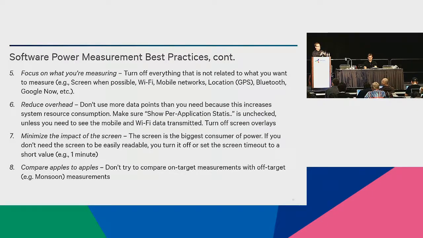When I go to the Trepn settings screen, there's a long list of data points. It's tempting to just check everything because you want to collect data on everything. But I've found that it's a good idea not to. There will be a dialog that tells you not to select more than 6. It really depends what you're testing, but you want to be aware that you don't want to collect more data than you need because it will have an impact on the CPU cycles. Make sure Show Per Application Status is unchecked unless you need to see mobile and Wi-Fi data.